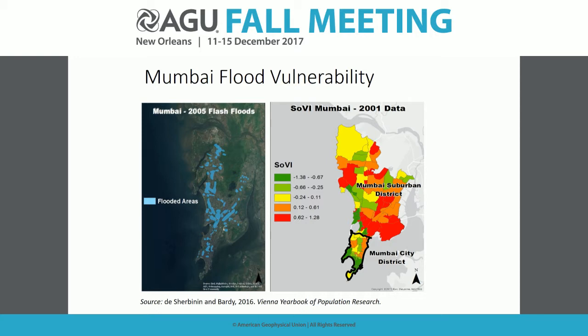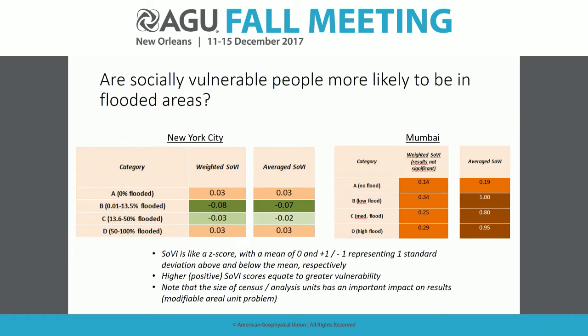One thing I'll just quickly point out is that the census units are obviously quite different in their size. So you have this basic issue of the modifiable area unit problem, which is that the results of your statistical analysis may be in part determined by the size of the units you use. But in these studies, I found that in New York, there was very little difference. On the left-hand side, the SOVI scores, high scores above zero are generally considered higher vulnerability. Low scores below zero are considered lower vulnerability, and there was very little difference between the scores. In Mumbai, there were slightly higher scores in some of the more flooded areas.